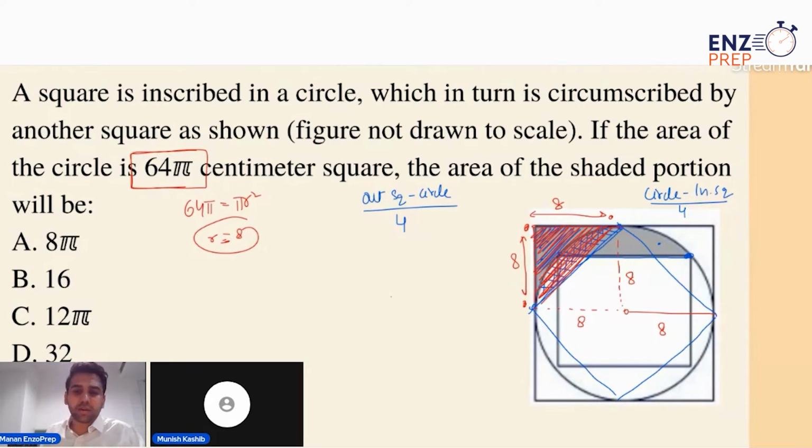The area of a triangle is nothing but half into base into height. So you can understand the base here is 8, the height here is 8. So half into 8 into 8 is going to get you the answer as 32.